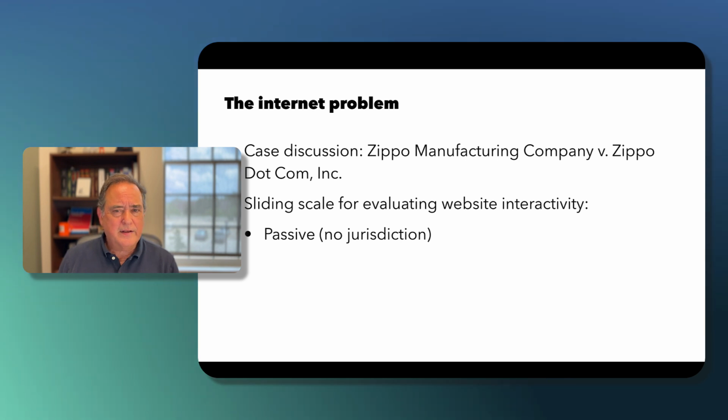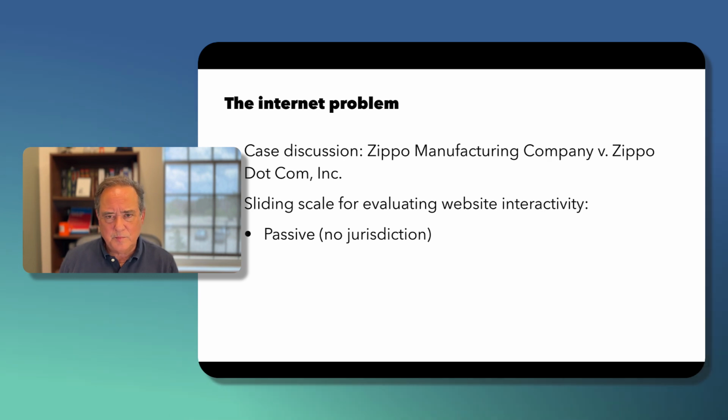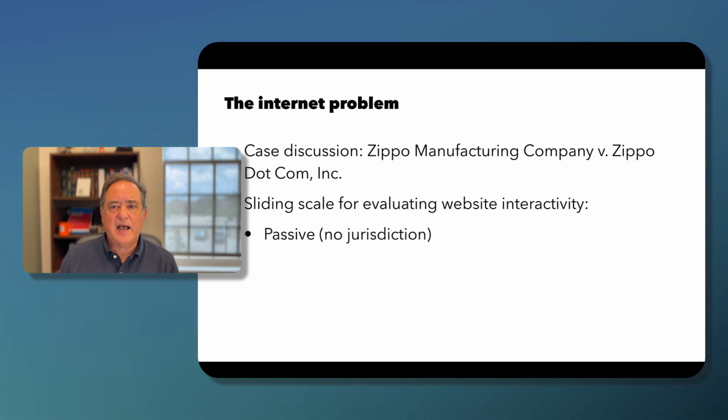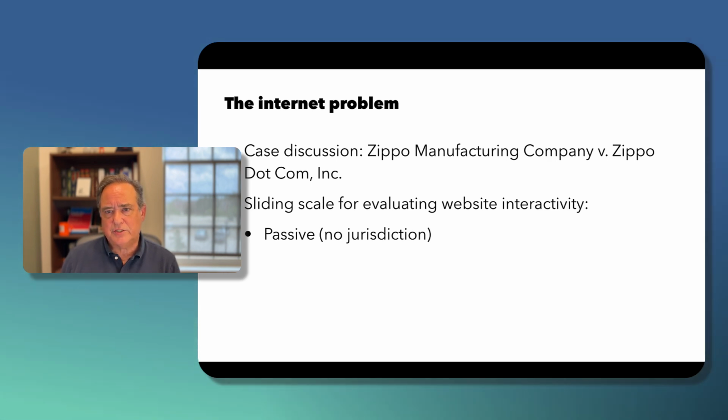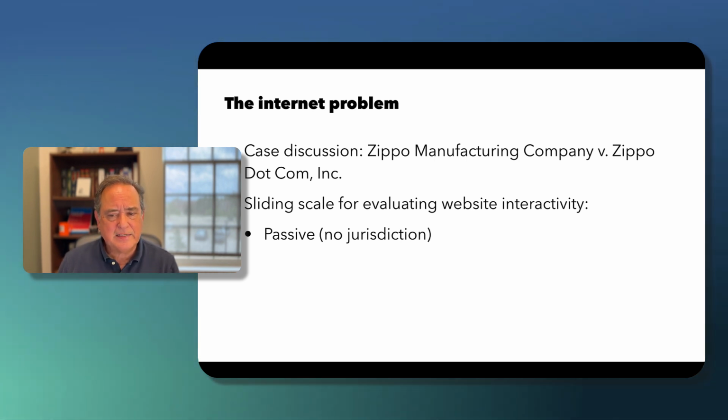So on one end of the scale, you have a passive website. I have put up a website advertising my own goods. The goods are stored in my state. I am registered in my state to do business. I just have a website that is available to everyone. In those cases, probably no jurisdiction. There's been no purposeful availment of the forum state. Instead, there's simply a passive website.